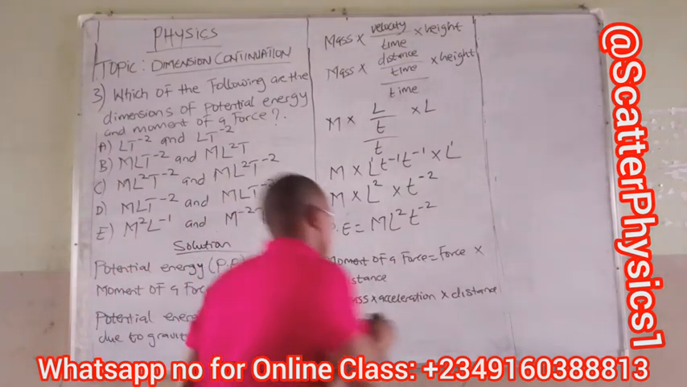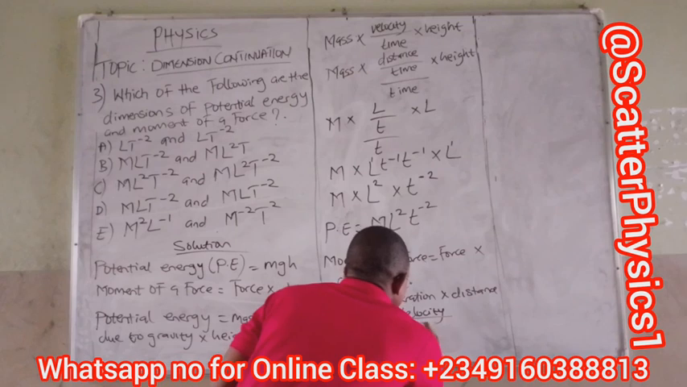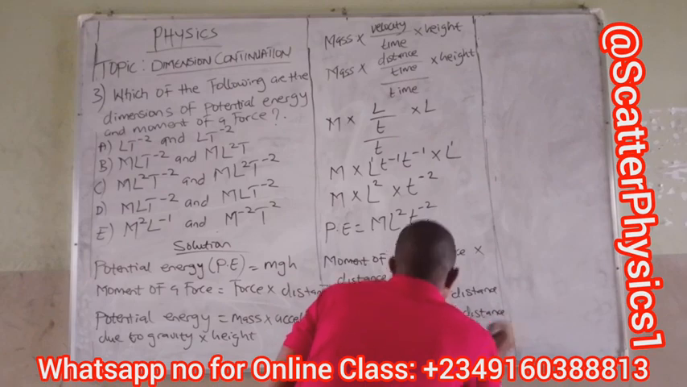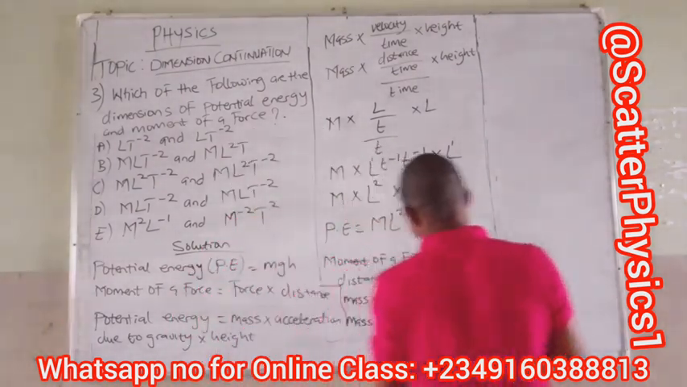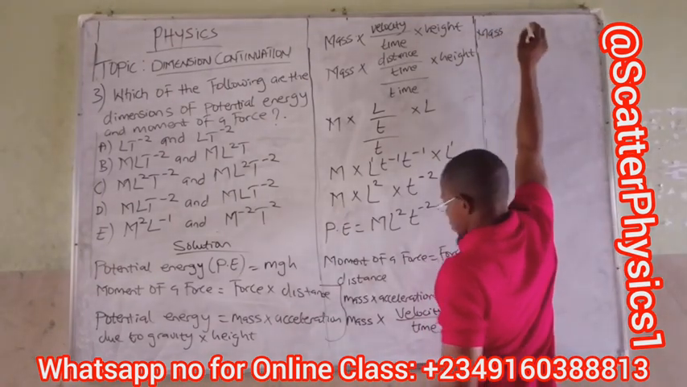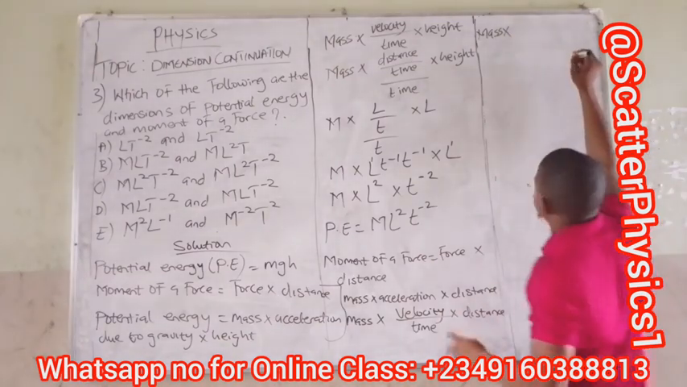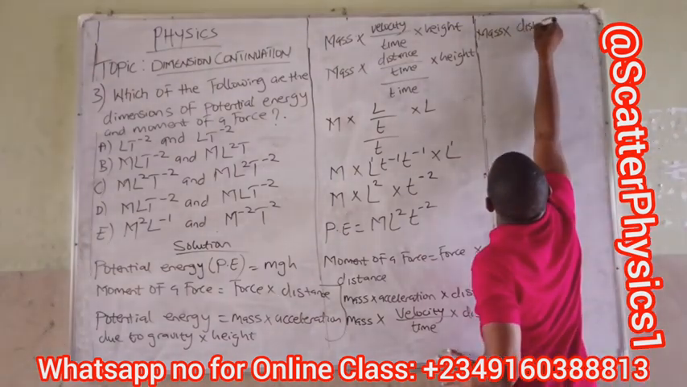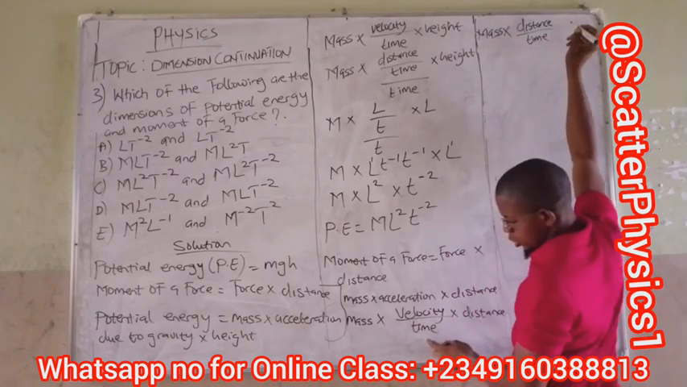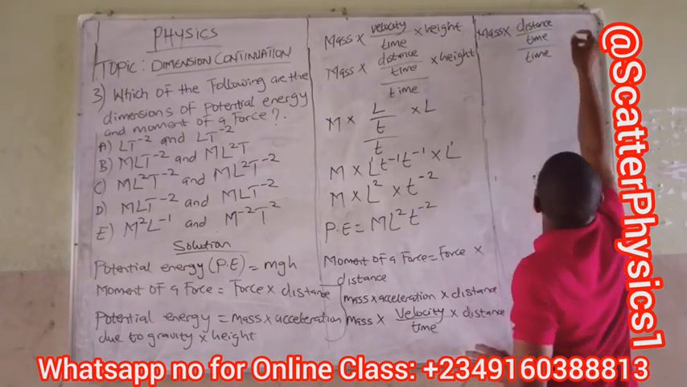So we have mass again times, the formula for acceleration is velocity over time, times distance. We come again. Mass times, the formula for velocity is distance over time, over this time that we have, times distance.